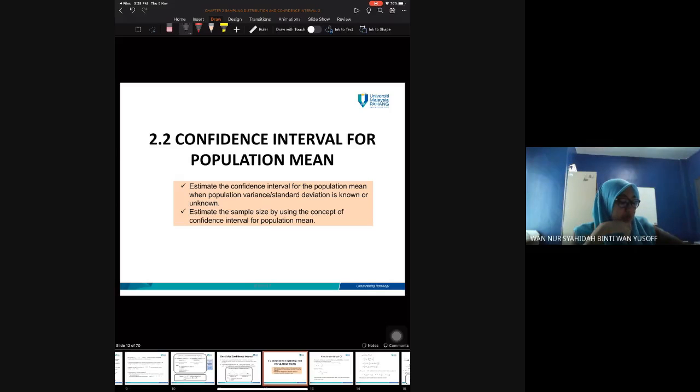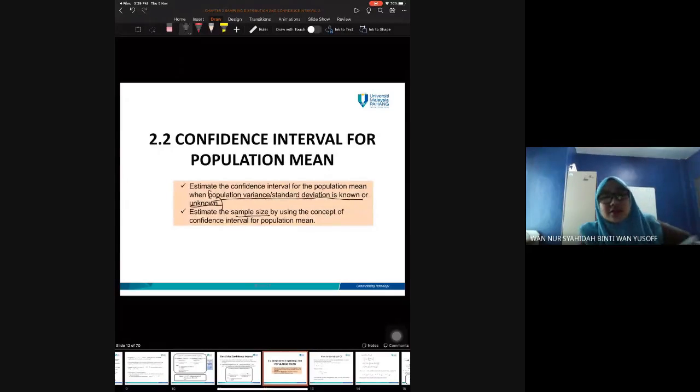So estimate the confidence interval for the population mean when the population variance or standard deviation is known or unknown. Okay, estimate the sample size by using the concept of confidence interval for the population mean. So by using this concept, we can estimate the sample size. Okay, population variance is known or unknown.